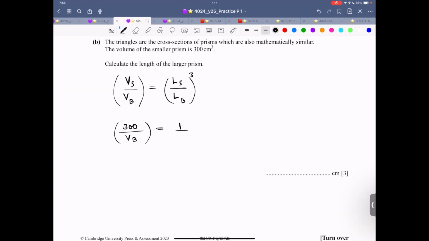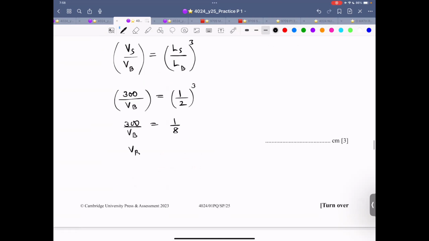Length of small is 1. Length of big is 2. 1 is to 2 cube. So 300 over VB, that is 1 over 8. Therefore, VB is 8 times 300, 2400 centimeter cube.